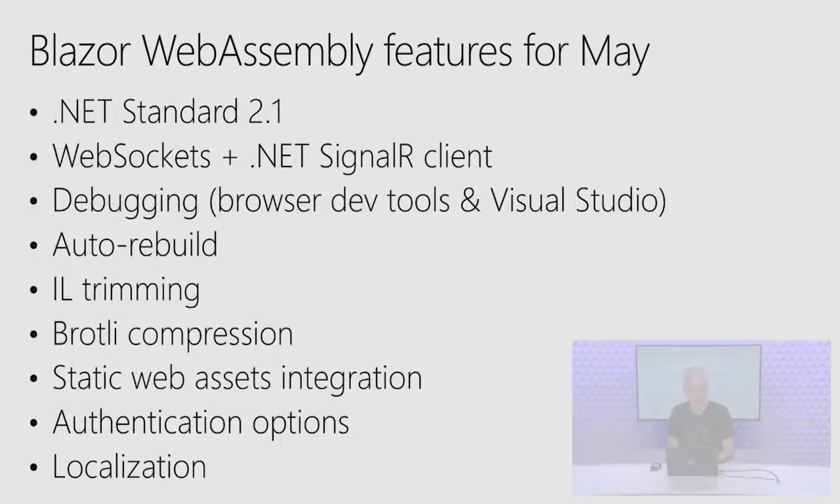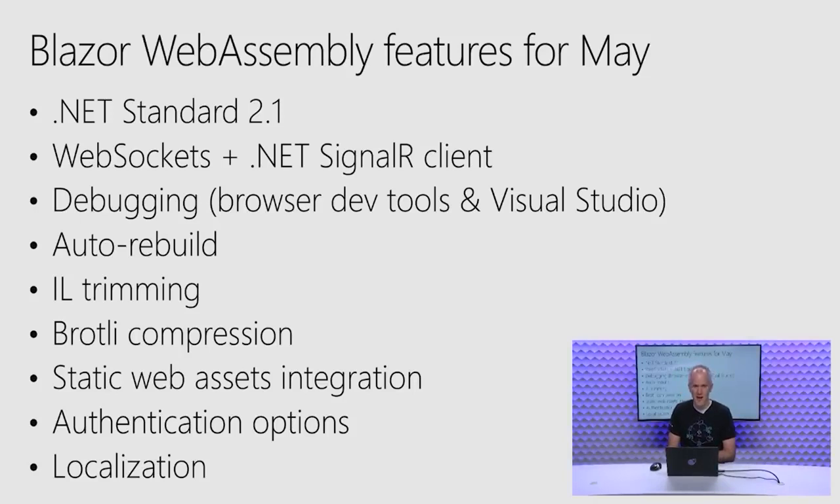Here are the features that we have planned for the May release of Blazor WebAssembly. Blazor WebAssembly will support .NET Standard 2.1. It will have support for WebSockets, as well as the .NET SignalR client. It will have full support for debugging, both in the browser and also in Visual Studio. We will support auto rebuild so that you can do fast iterative UI development. IL trimming to keep your app size small. We'll support Brotli compression also to reduce the app size. We will integrate with ASP.NET Core's static web assets functionality. We will support all of the standard authentication options from ASP.NET Core, and we'll, of course, also add support for localization.